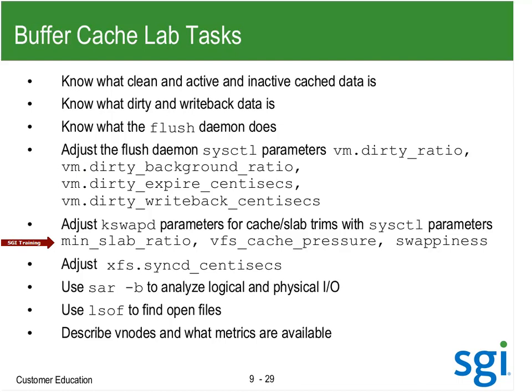That looks broken to me right now. I need to prove that still. VFS cache pressure says when I trim, am I going to trim the slab or trim the cache? And swappiness says when I'm trimming, am I going to trim the processes or the cache?